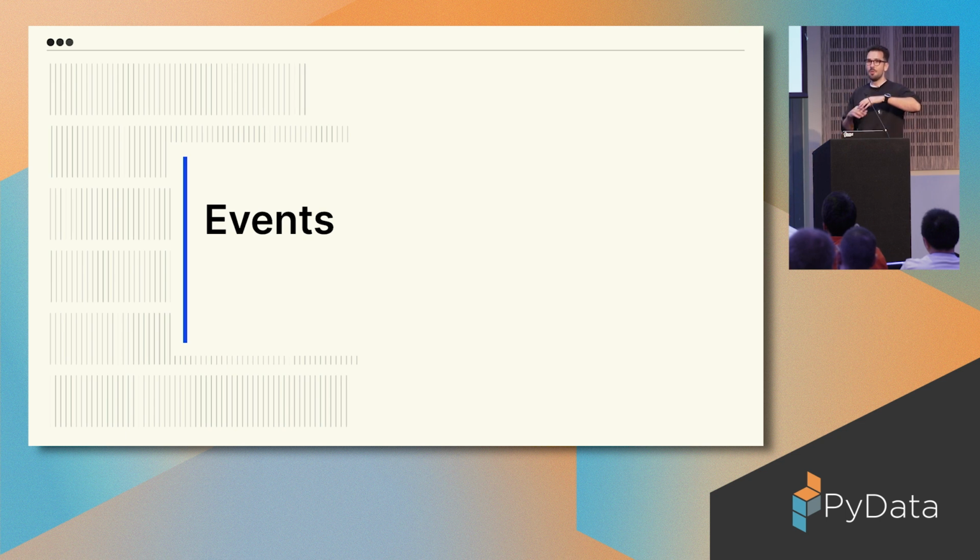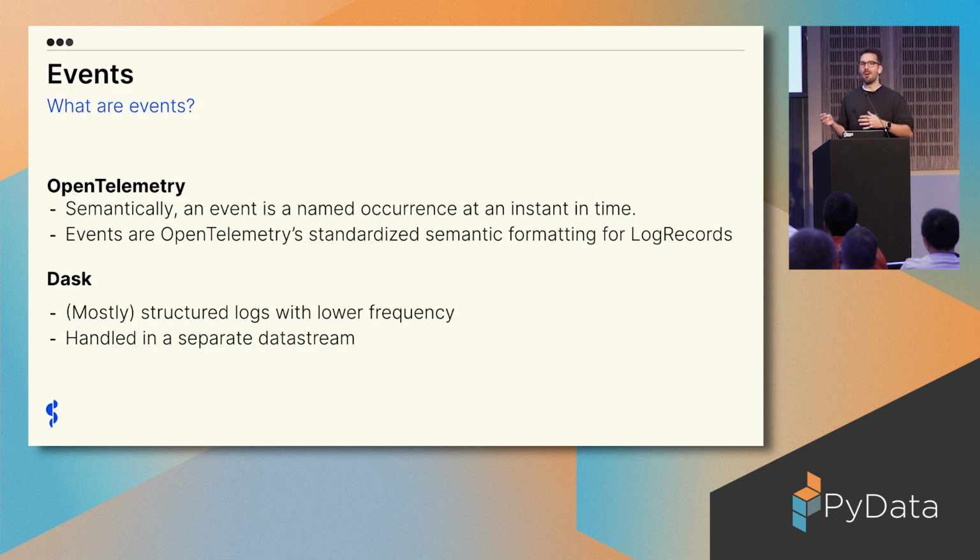Now, we've talked a bit about logs. And I think with Dask in particular, we should also talk a bit about events. That raises the question, what are events even? And the answer to that depends on who you ask. If you ask OpenTelemetry, one answer is that, semantically, events are just named occurrences at an incident time, which is, well, thanks. I guess that's more of a philosophical answer to the question.